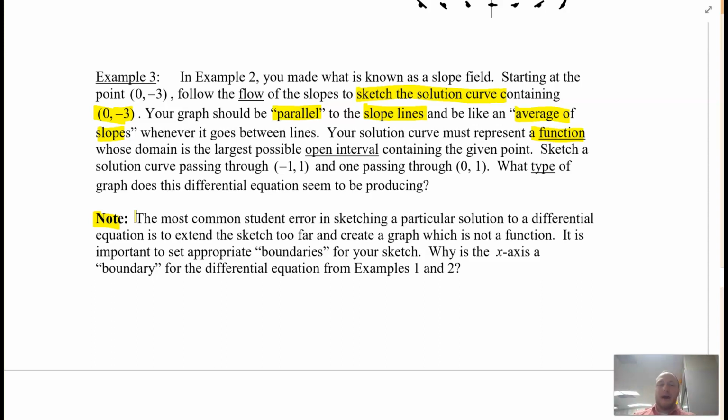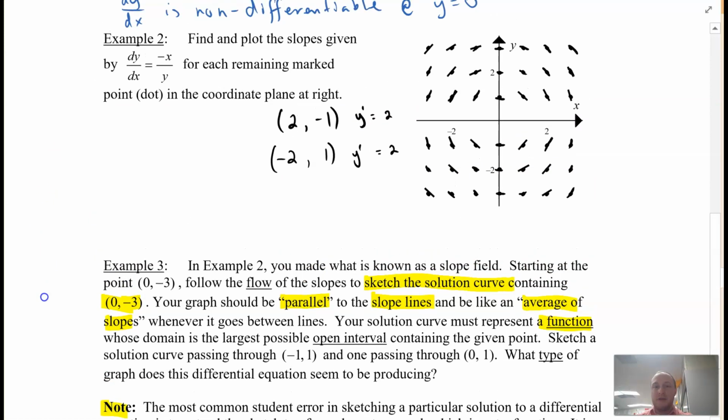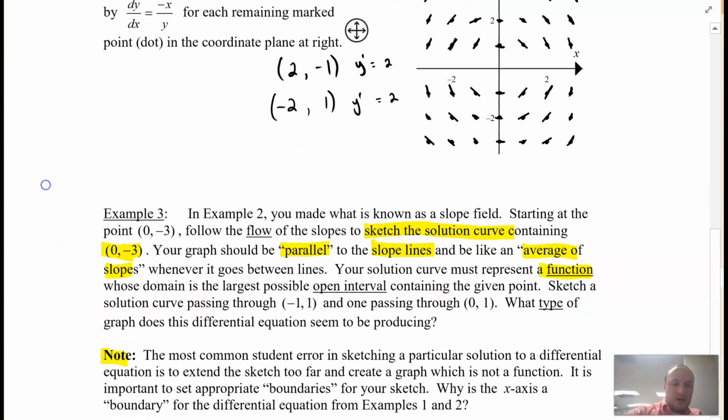It is important to set boundaries for your sketch. So why would the x-axis in this case be an appropriate boundary line? Well, I don't have any differentiability here, right? And if you look at this, it looks almost like a circle, but a circle is not a function. So let's look at this example here at (0, -3).